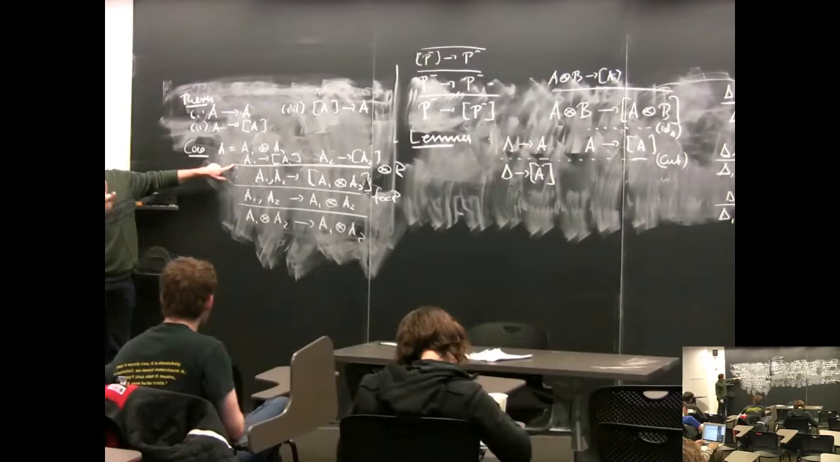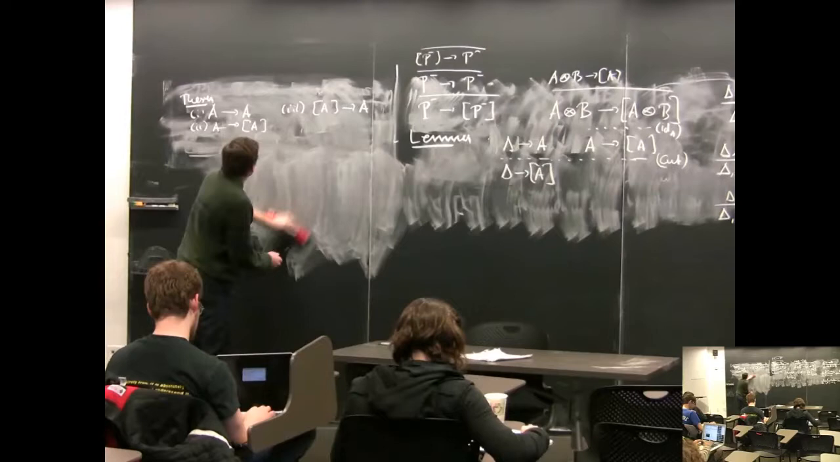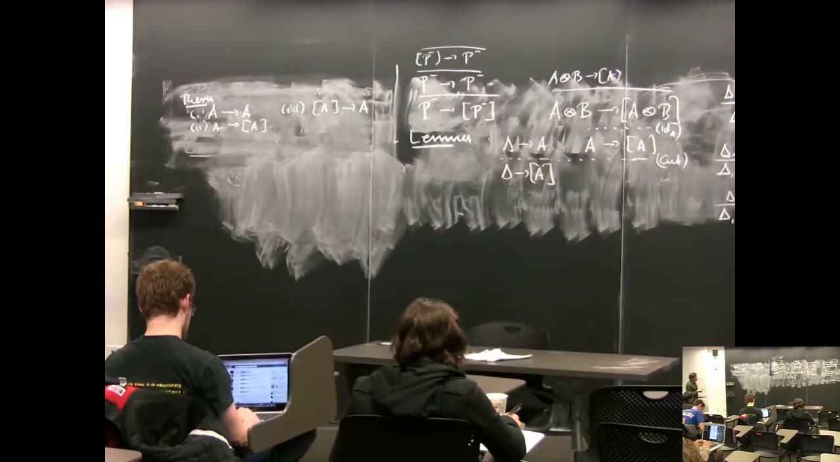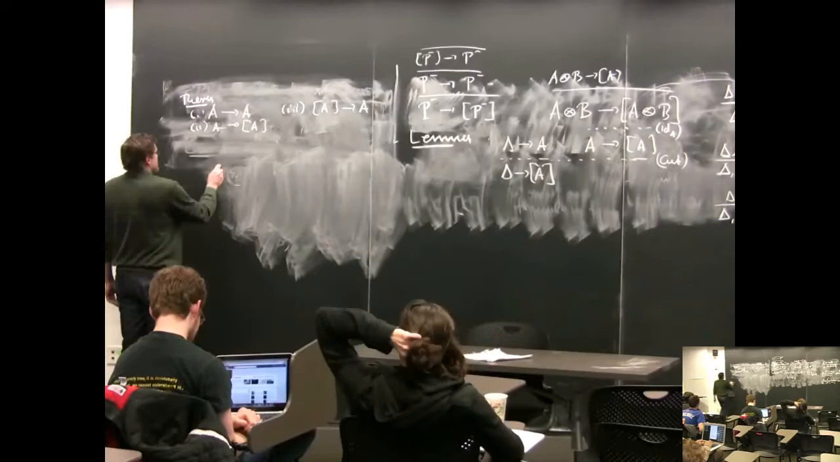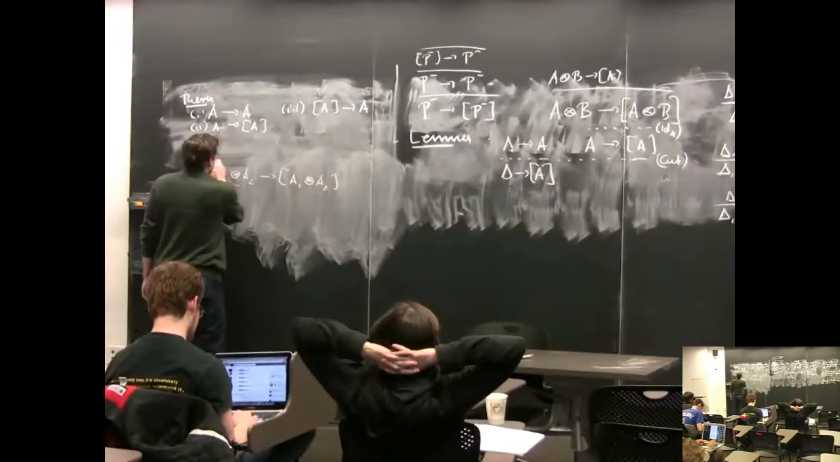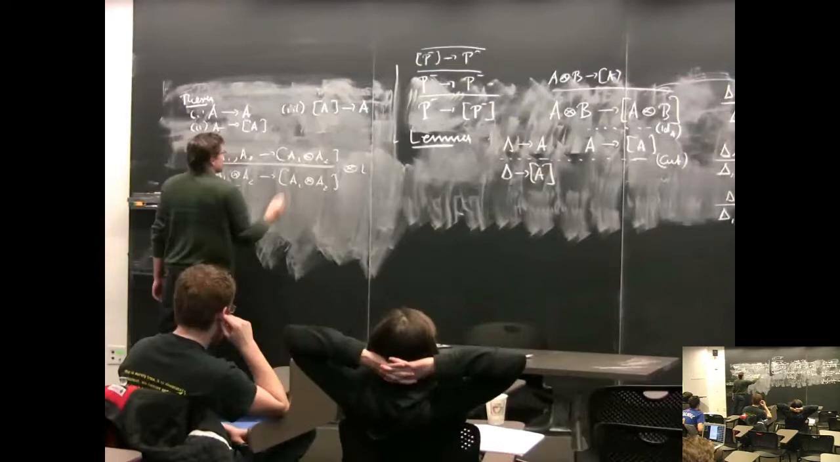Now we have to worry about this thing, right? Okay, so how do we prove that? If you have A1 tensor A2 proves A1 tensor A2, you can apply tensor left. That was the trick that we had before. And then we can apply the right rule, and then we can appeal to the induction hypothesis 2i, right?